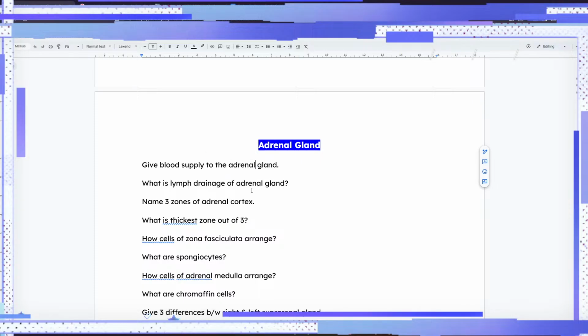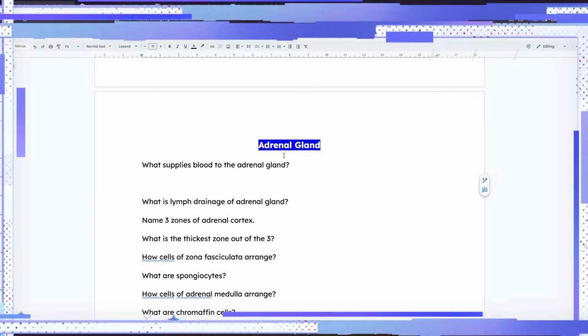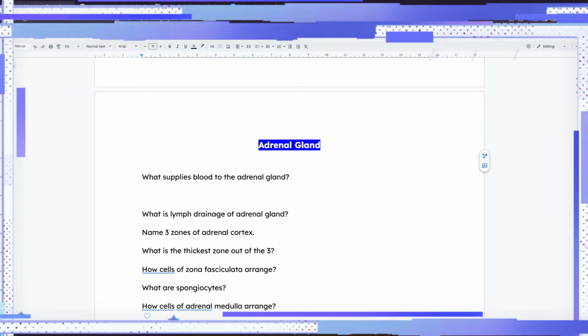First, give the blood supply. What supplies blood to the adrenal gland? That's the correct question. I think we can start. It's a very, very simple scenario. What is the thickest zone out of the three? Okay, let's begin. What supplies blood? Why don't I just add the anatomy image? Why am I being so baboonistic? Let me just insert the anatomy one.